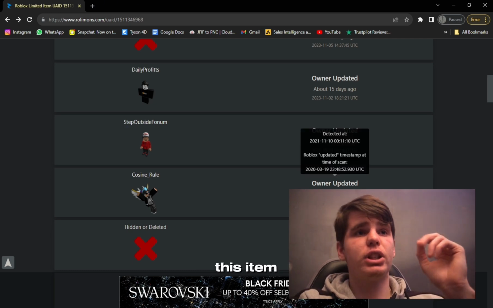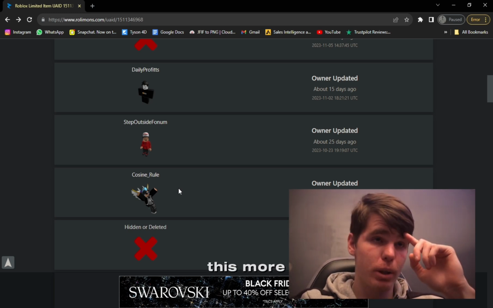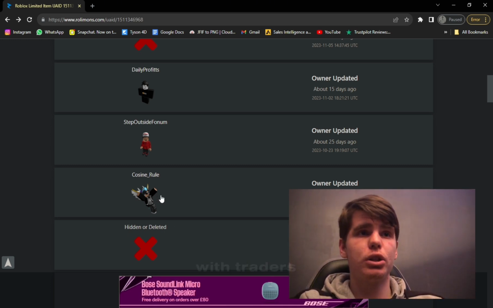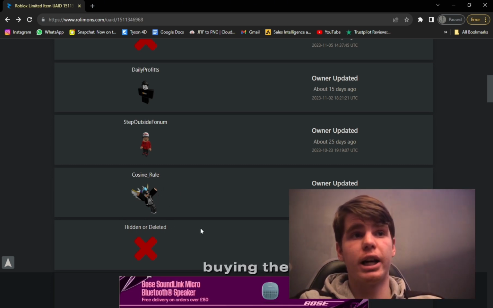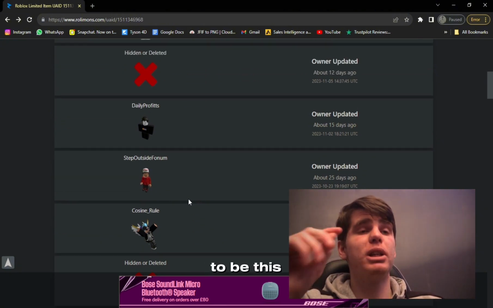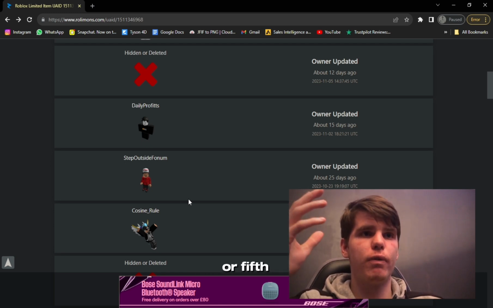he did have this item for a long time as well, which is probably why you want to be careful when dealing with traders. I'm going to look into this more, but there will be a solution around how to deal with traders when you're buying the items. I'll let you know about that, but it's really important to be the first or second buyer for the USD item, not the fourth or fifth.